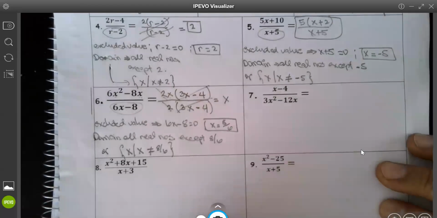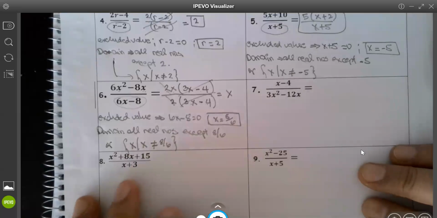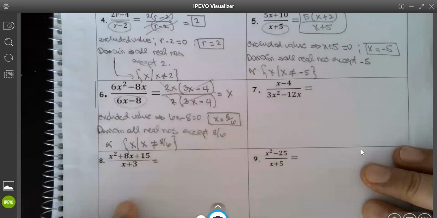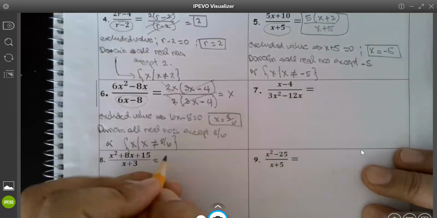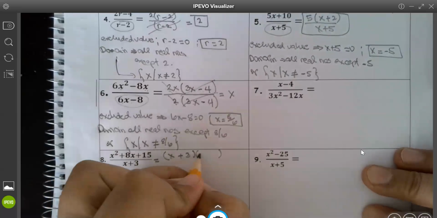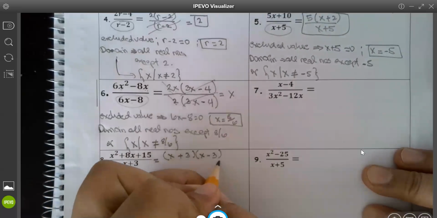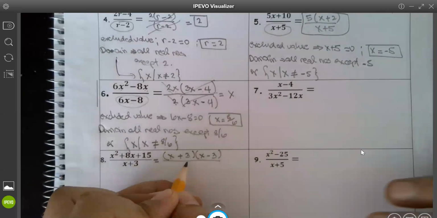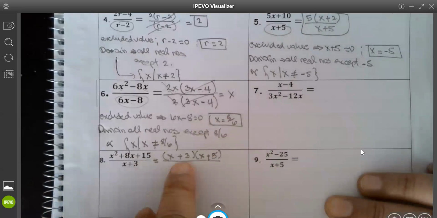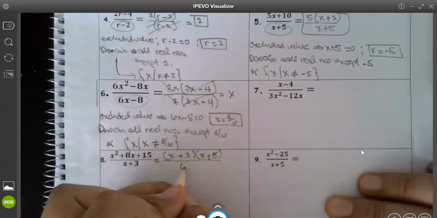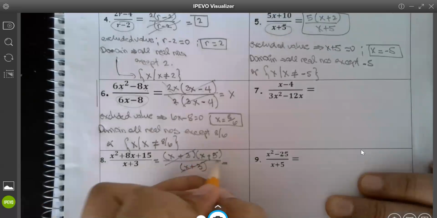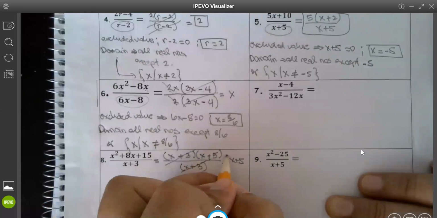Now, number 7 and number 9 will be yours to do. Let's just do number 8. Now this one is a trinomial. So to factor this, I hope you remember. This one is x plus 3, x plus 5 rather, because 3 times 5 is 15 and 3 plus 5 is 8. Divided by x plus 3. So you will see that this one and this one will cancel out. So the answer is simply x plus 5.